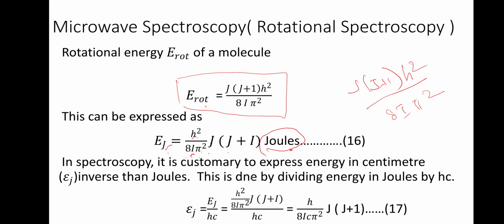So how to do that: the joules, when divided by hc, Planck's constant into velocity, we will get energy in terms of centimeter inverse. So if this whole thing you have to divide by hc, that we used to represent by epsilon j. Okay, Ej will be converted to epsilon j. So Ej divided by hc is equal to h square over 8I pi square, j into j plus 1, divided by hc. One h and one h will cancel, so it will become h over 8 pi c I pi square into j plus 1.